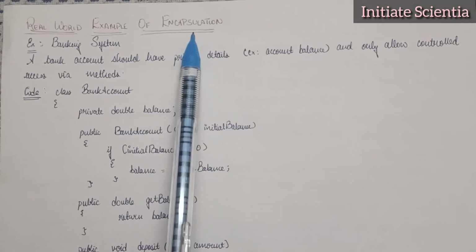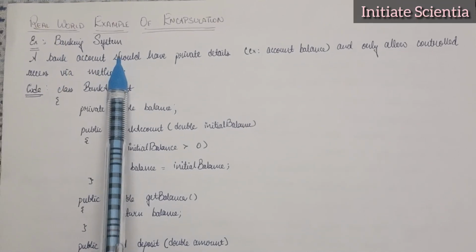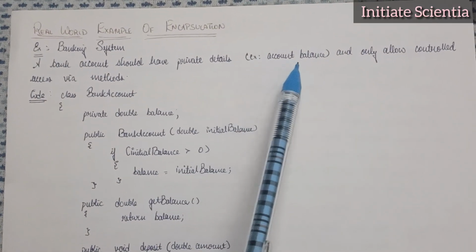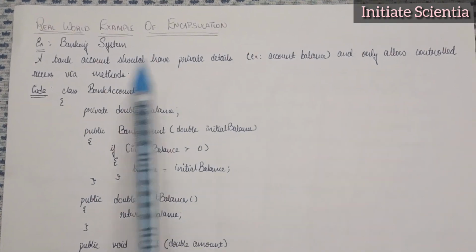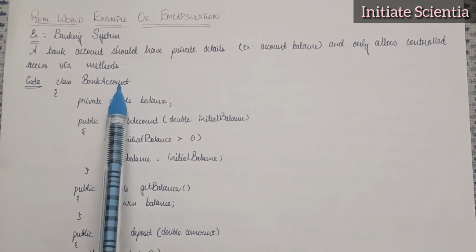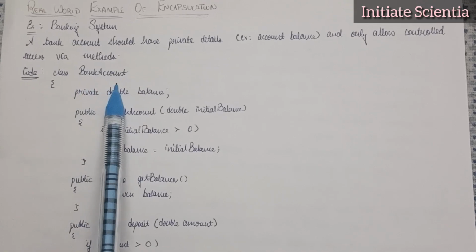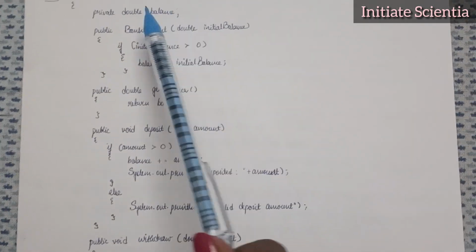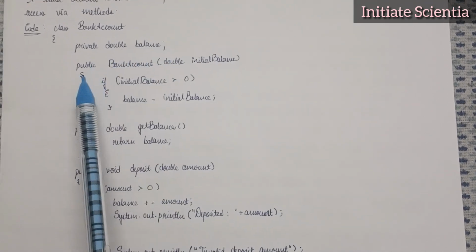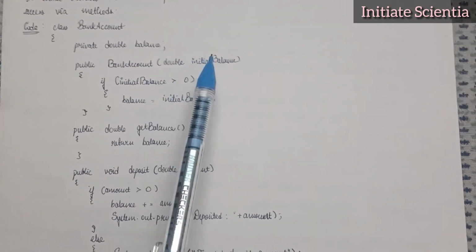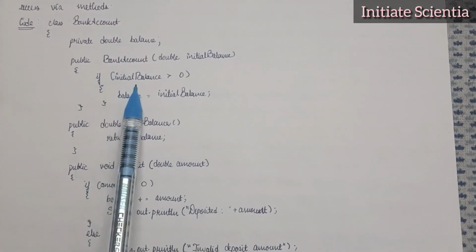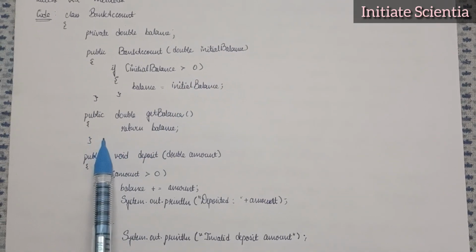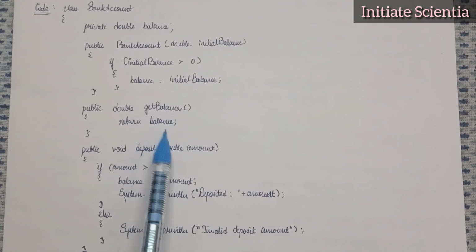A real world example of encapsulation is a banking system. A bank account should have private details, for example the account balance, and only allow controlled access via methods. Code: class BankAccount has the following details shown here. So, private double balance, then public BankAccount with the parameter double initialBalance. If initialBalance is greater than 0, then balance is initialBalance. Then public double getBalance returns the balance.